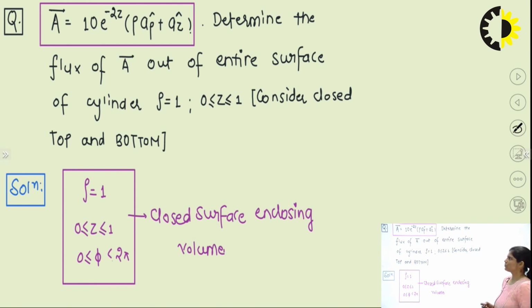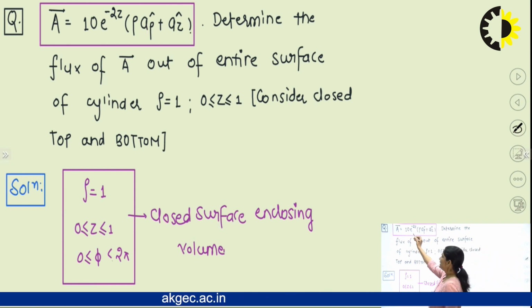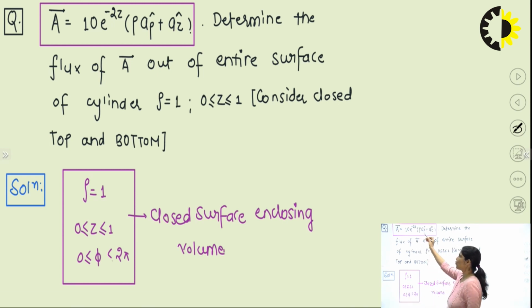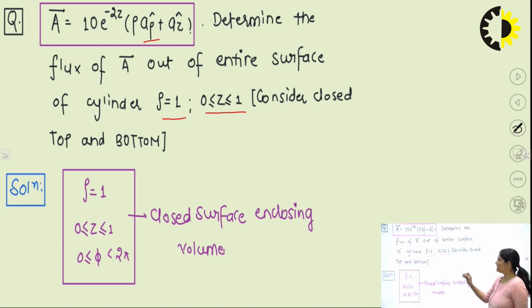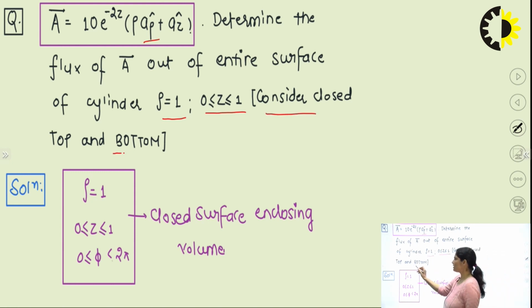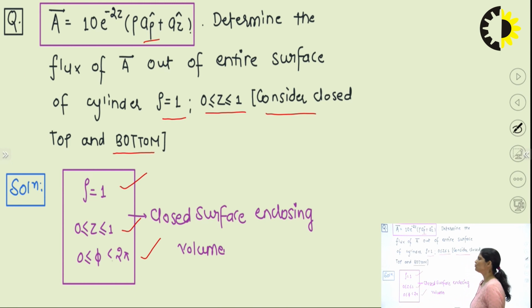Now let us consider a question: A vector is equal to 10 e to the power minus 2z, in brackets, rho unit vector of rho plus unit vector of z. Now determine the flux of A out of the entire surface of the cylinder, rho is equal to 1 and z varies from 0 to 1. Here it is given to consider closed bottom and top. If it is not given, then you have to consider it: let it be top and bottom, it should be closed. Now from this question, rho is equal to 1, z is equal to 0 to 1, closed surface and closing volume, and phi is equal to 0 to 2 pi. Now first we can calculate for top, then bottom, then curved surface.